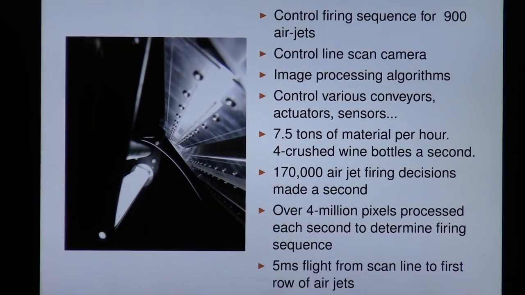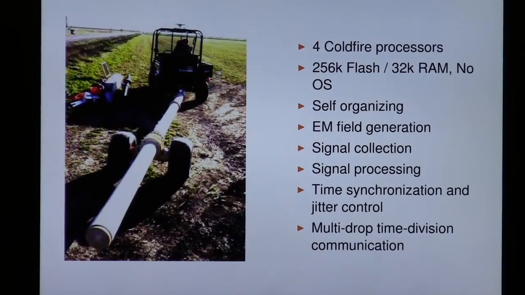This was running actually an operating system of some sort, Linux it happened to be, and modified slightly. But this one's running 4 ColdFire processors. It has no operating system. They have just 32K of RAM and 256K of flash. These processors are sitting inside of that tube collecting EM data as it bounces back out from the Earth to understand what it looks like underneath the ground.